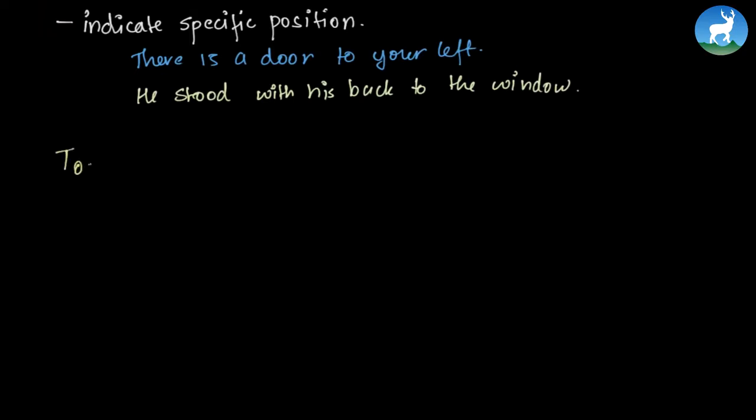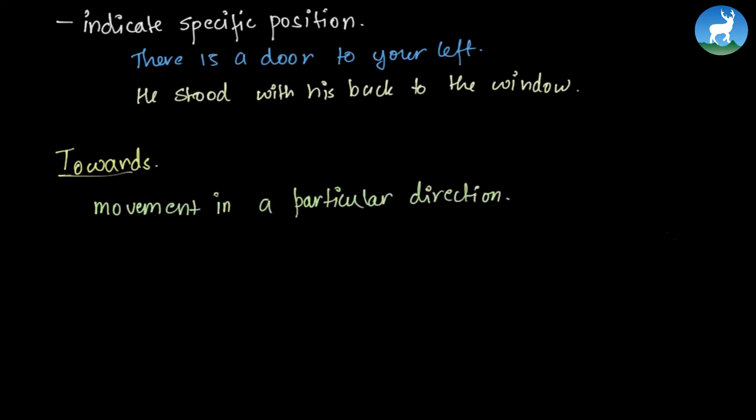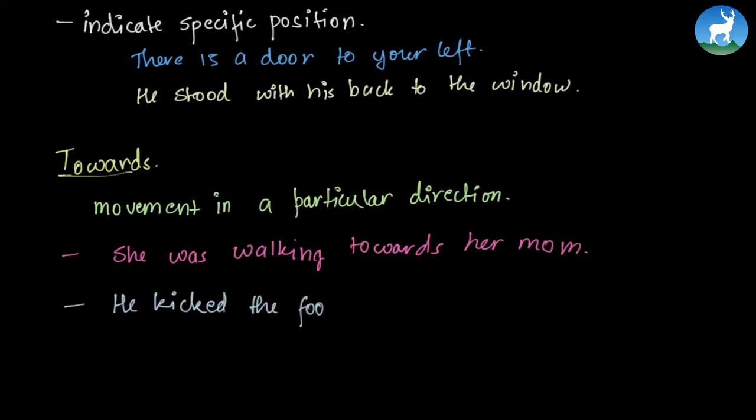Now we'll go with "towards". "Towards" indicates movement in a particular direction. For example, she was walking towards the door, or she was walking towards her mom. So this is a particular direction. He kicked the football towards the goal post. So this is again a specific direction, towards the goal post.